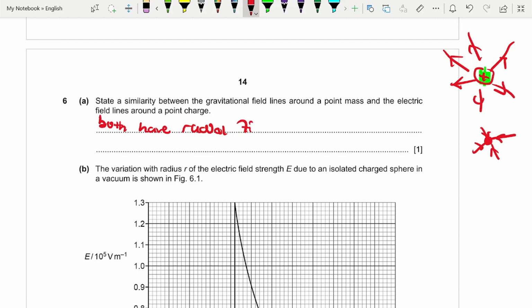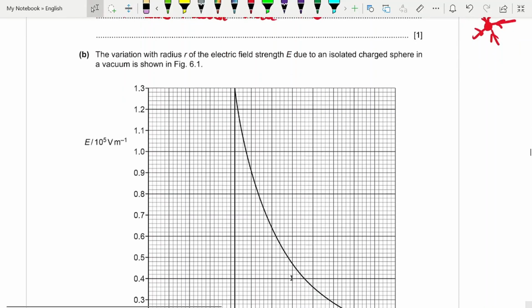Okay. Move on to the next question. The variation with radius r of the electric field E due to an isolated charged sphere. So I'm going to give you guys a little sphere to play with, right? So the little sphere is charged, right? What does it mean charged? It has a specific charge.